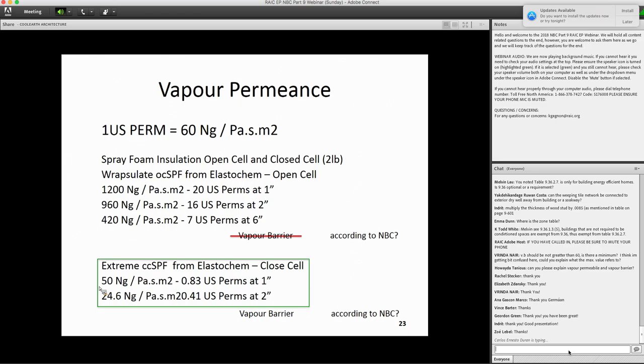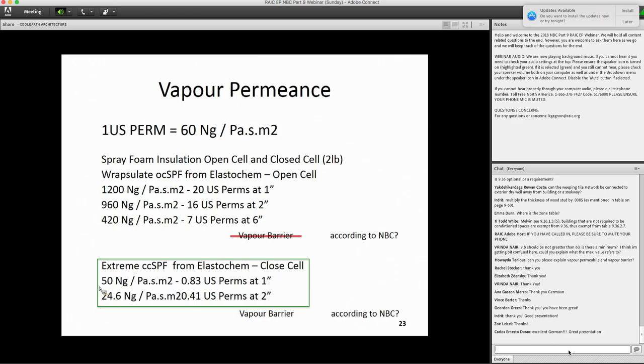Can the weeping tile network be connected to an exterior dry well away from the building? Yes, and I noted it in one of the slides. You can connect that, and that would be the best way of building a drainage system. You connect that weeping tile to the exterior dry well. Constructively, it's a little more complicated because you have to grade the weeping tile, and you have to also grade to the dry well, so you're going to have a very deep dry well, and you have to be sure that you don't have a water table nearby, and that's something the code requires.